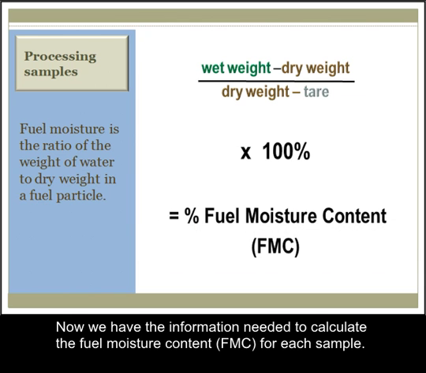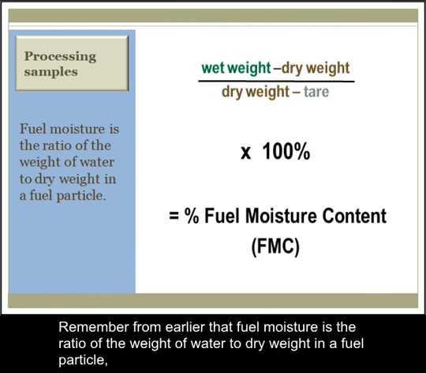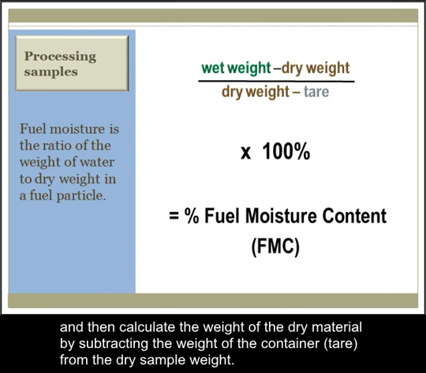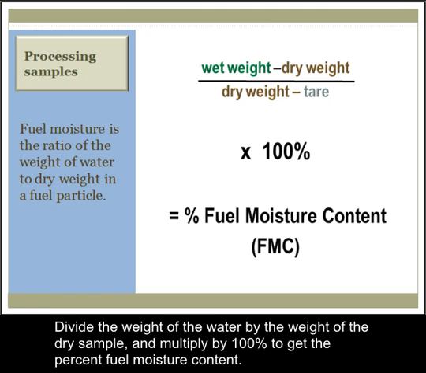Now we have the information needed to calculate the fuel moisture content for each sample. Remember from earlier that fuel moisture is the ratio of the weight of water to dry weight in a fuel particle. So we can calculate the weight of the water by subtracting the weight of the dry sample from the original wet weight, and then calculate the weight of the dry material by subtracting the weight of the container, tare, from the dry sample weight. Divide the weight of the water by the weight of the dry sample and multiply by 100% to get the percent fuel moisture content.